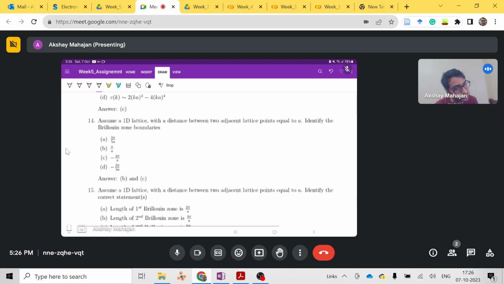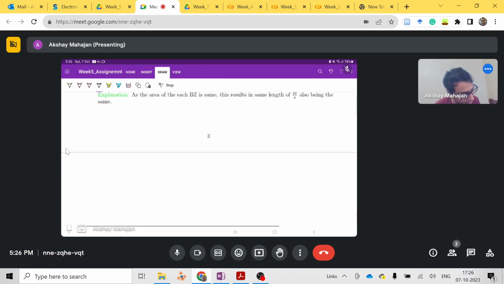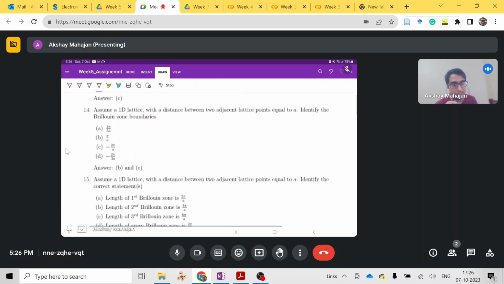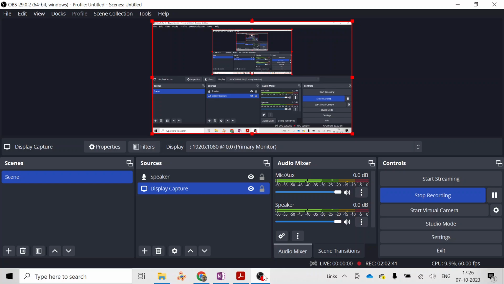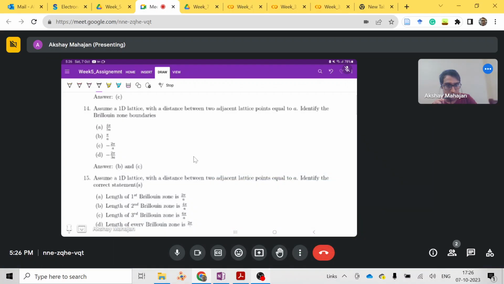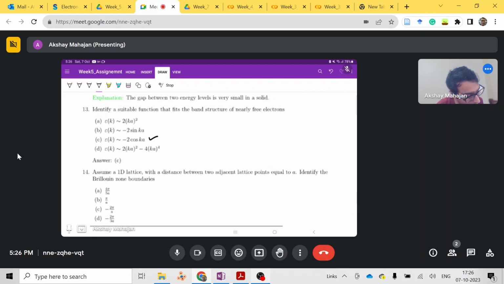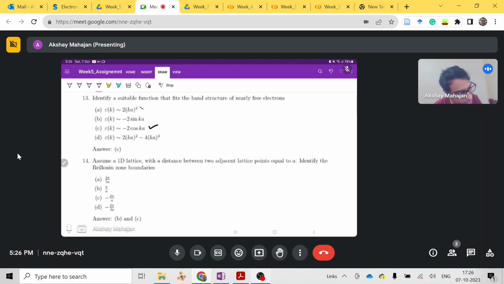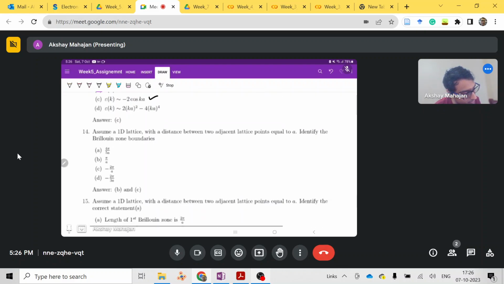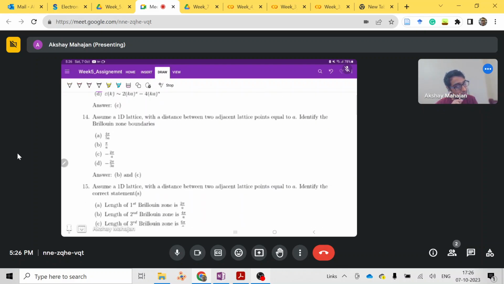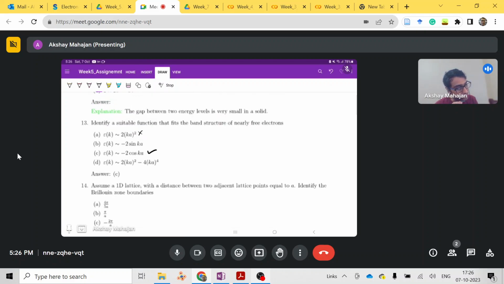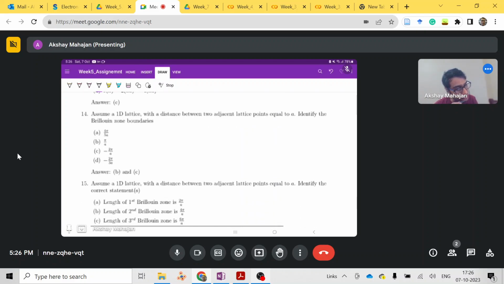Then assume a 1D lattice. Let's just complete, we are already out of time. The 2k whole square is for the free electron model only, while for nearly free electrons it will be C minus 2 cos k.